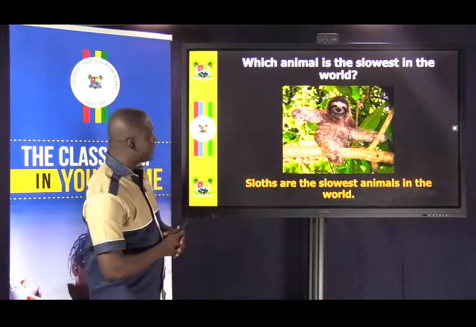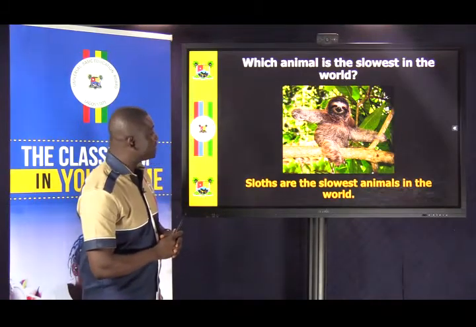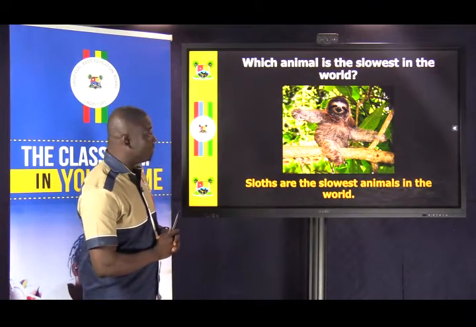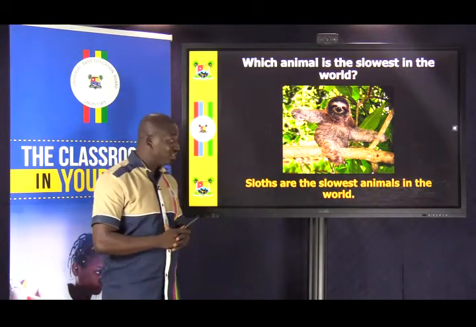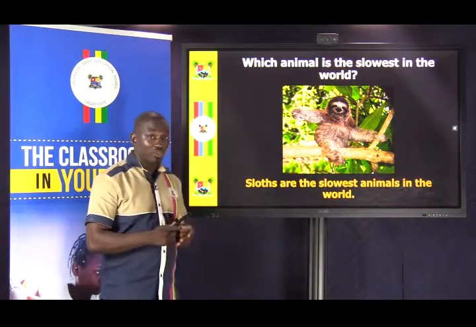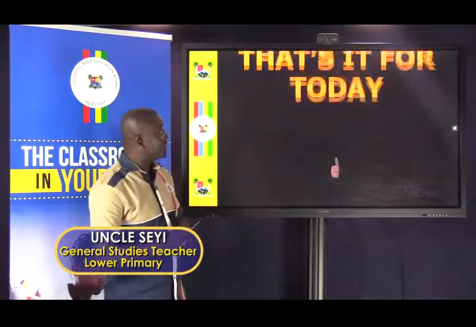And what is the animal? Oh, sloths. All right, sloths are the slowest animals in the world. Wow. So it means sloths are even slower than snails. They are slower than turtles. Wow, sloths are the slowest animals in the world.